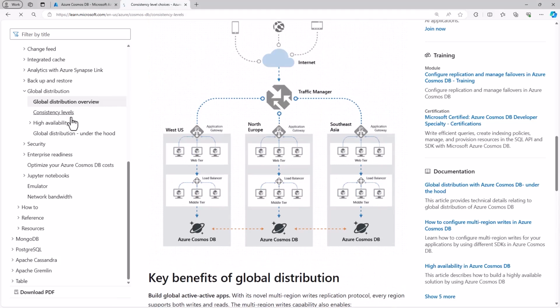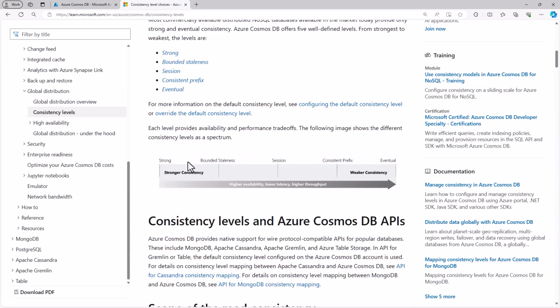Taking a look at the consistency levels, we talked about the 5 levels. Strong and eventual have been around for many years within a database world. And we're going to take a look at those 2 first. And then we're going to take a look at the new features of bounded staleness, session, and consistent prefix.